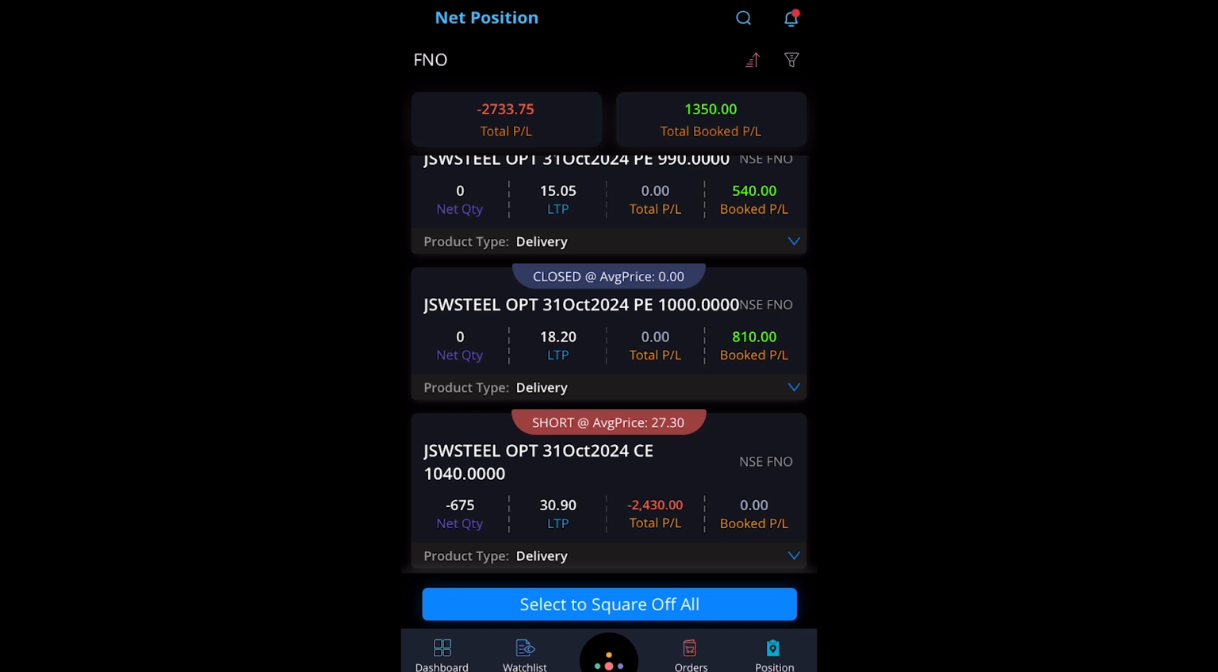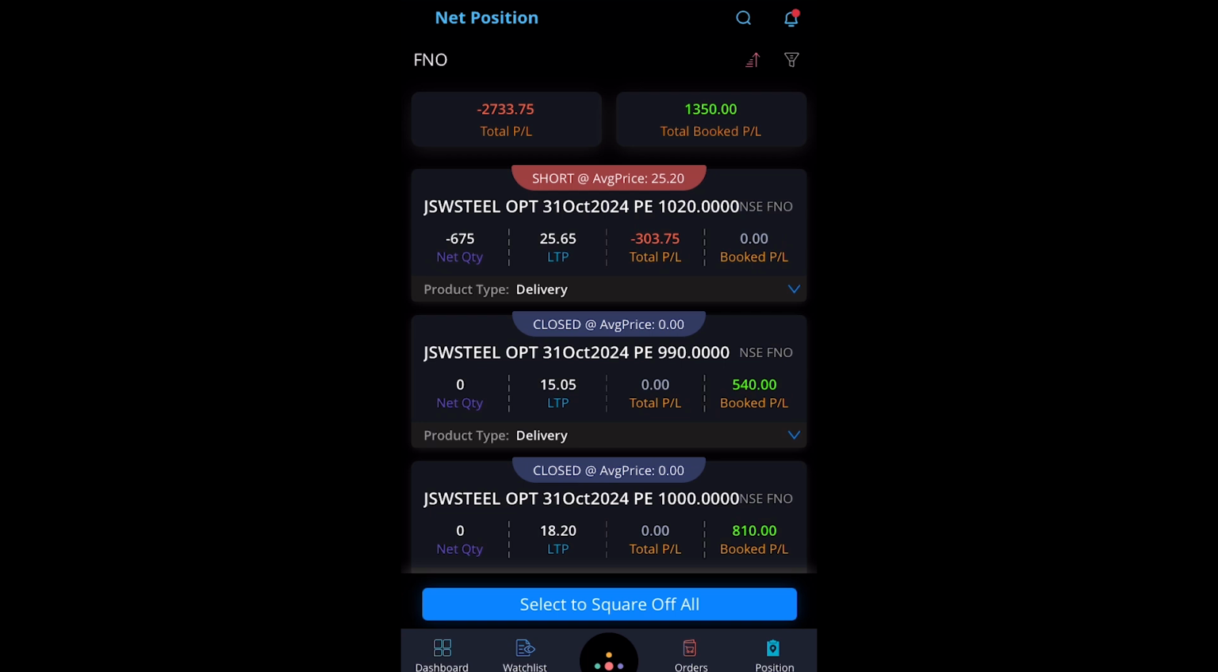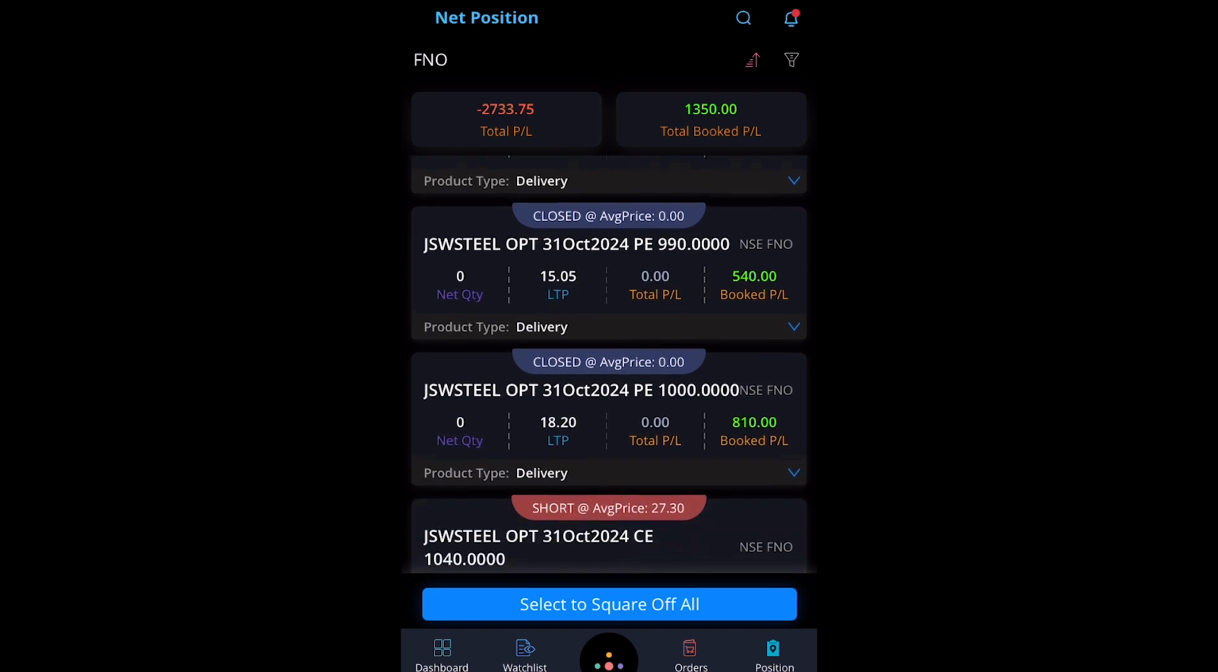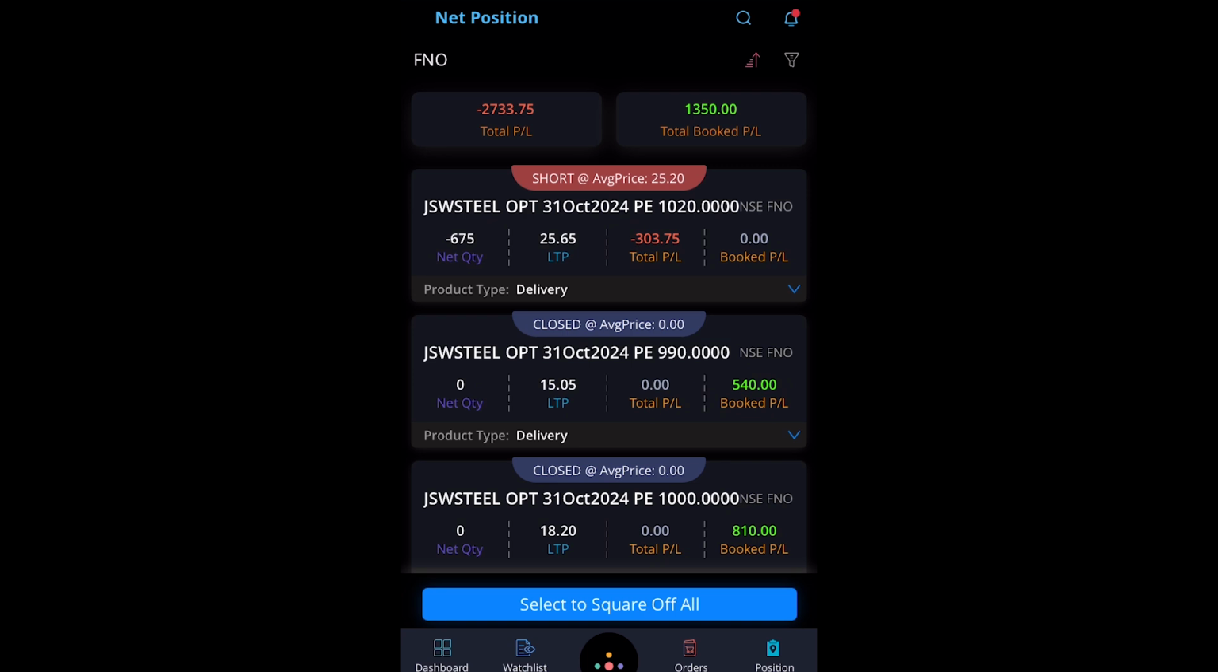So here I have shown you my screen of the profit and loss, the P&L. As you can see on the top, it's 1350 total booked profit. Because it is green, it is positive. Then the total profit loss is minus 2733.75. You see on the top left, this is a loss because this is negative. Now, this is not a realized loss because I haven't booked it. This is the profit on the right, 1350, because I booked it.